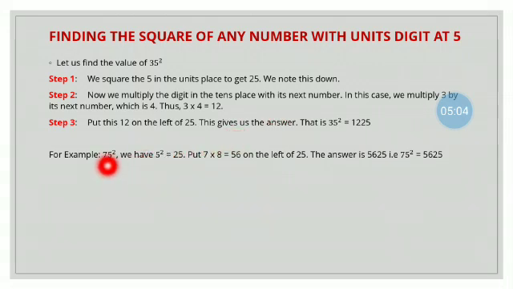For example, 75 square. We have 5 square is 25. We need to note it down. The tens place number is 7. We have to multiply it by its next number, that is 7 into 8, which is 56. On the left of 25 we have to write it down. So the answer is 5625. That is 75 square is 5625.